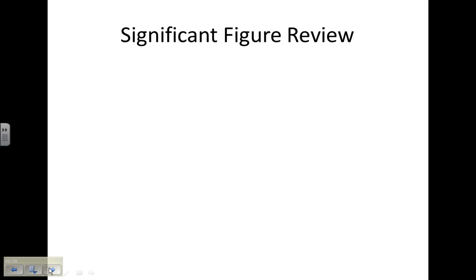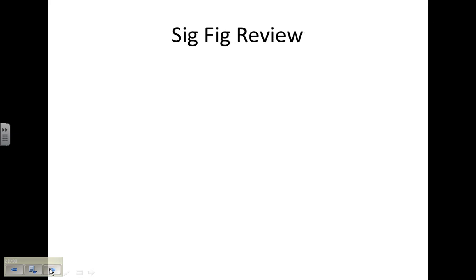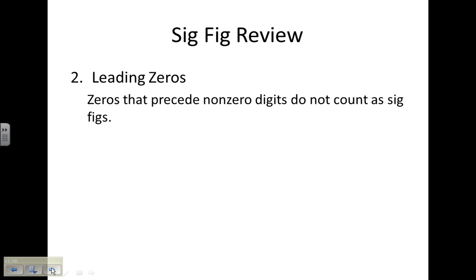A quick Sig Fig review. Remember, for non-zero integers, they're always counted as significant figures. So here we have 4 Sig Figs, 3 Sig Figs, and 2 Sig Figs. Those zeros sometimes can give you trouble. Remember, if the zeros are leading, they're never significant. So looking at this number, you have 2, you have 2, and you have 3 Sig Figs.